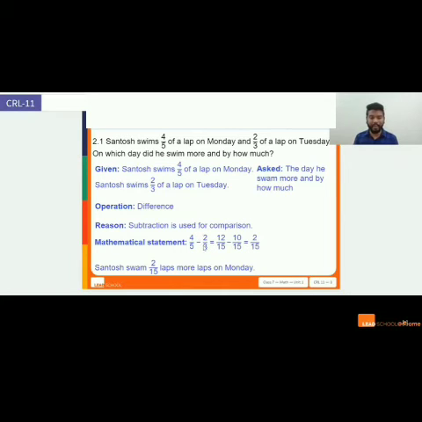Because these two are unlike fractions, they have different denominators. I will convert them into like fractions by making sure the denominator has the same value. Okay, and then I will get my number. So Santosh swam 2 by 15 laps more on Monday. Correct? Santosh swam 2 out of 15 laps more on Monday.